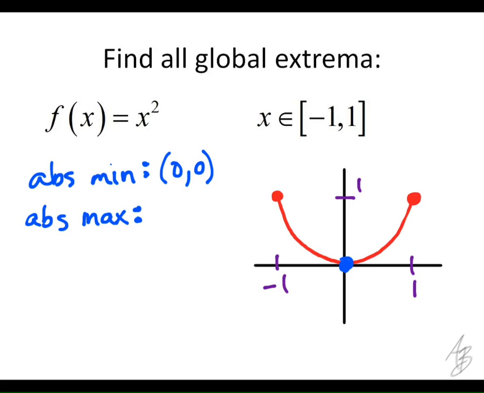Where is the absolute maximum of this function? Yeah, it actually has two of them: (-1, 1) and (1, 1). Those are both absolute maximums, since they both take on the same value. Does that make sense? Okay. How about this one?